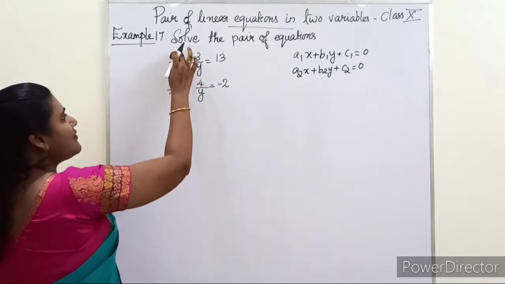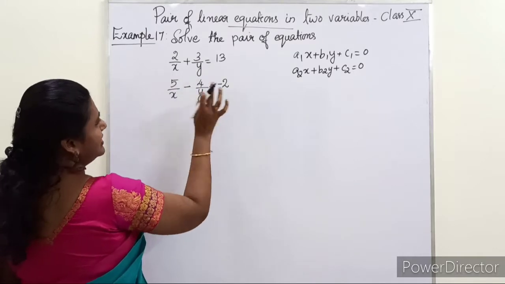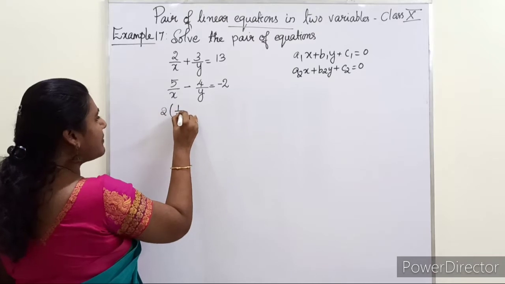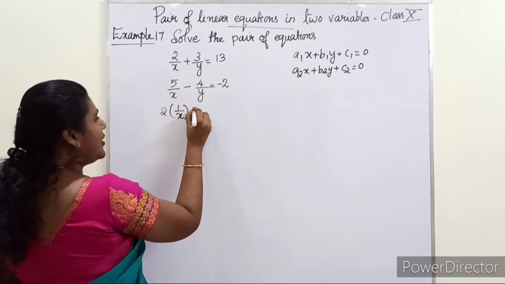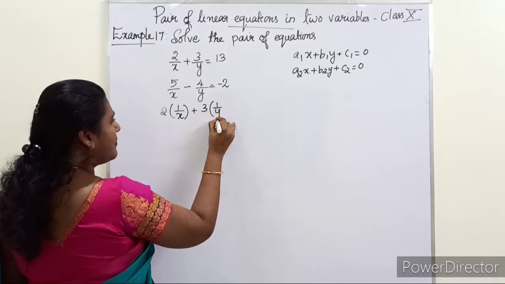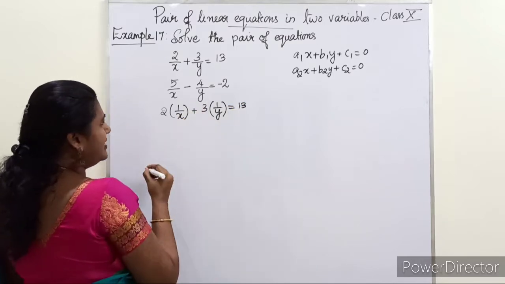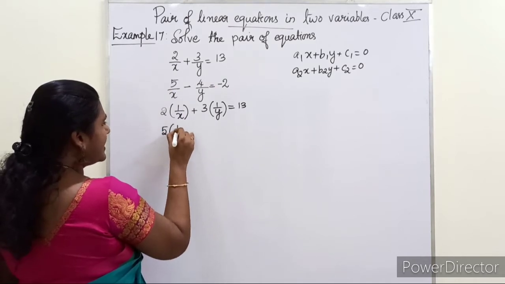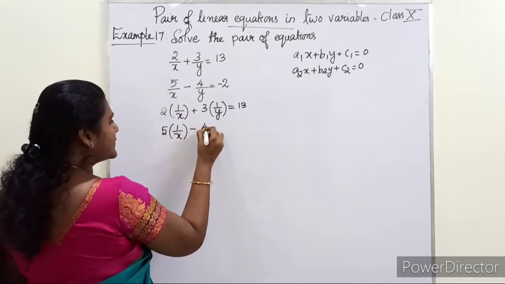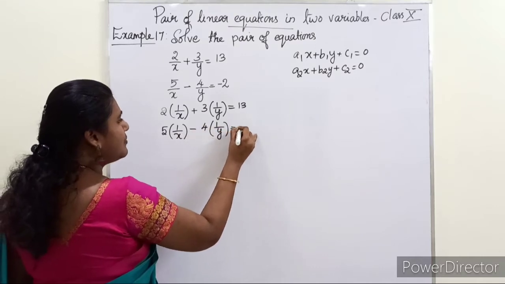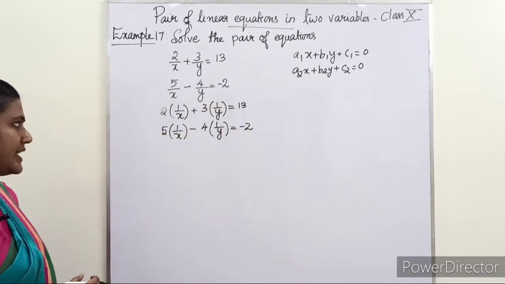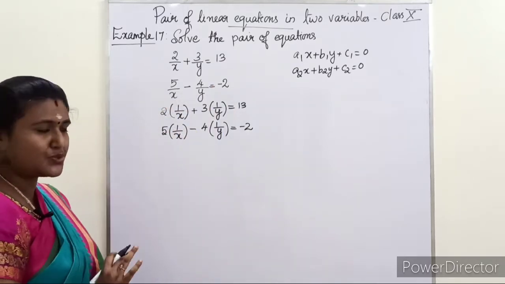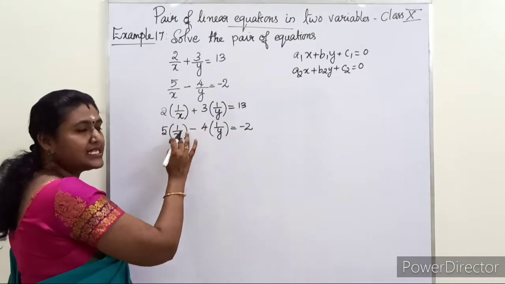I'll explain now. First we will rewrite the given equations: 2 by x we can write as 2 into 1 by x, and plus 3 by y we will write as 3 into 1 by y is equal to 13. Same way the second equation we can write as 5 into 1 by x minus 4 into 1 by y is equal to minus 2. Now, this 1 by x and 1 by y, we will give some other variable in this place.